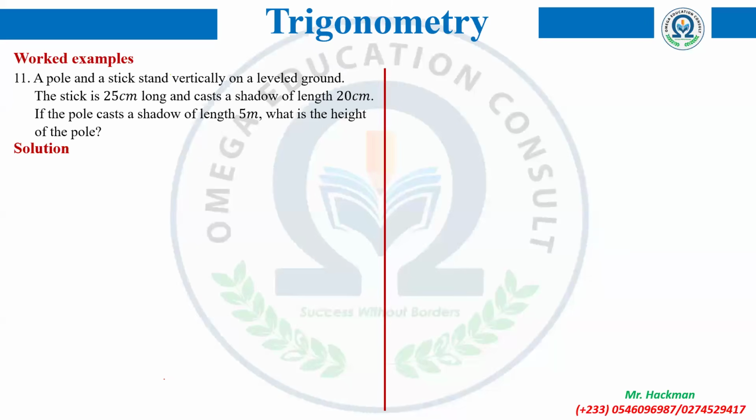We can go and put it in a pictorial form, in a diagram form. So let's quickly do that. I have my ground, then my two verticals. Indirectly I have the pole, and I have the stick. Let me indicate the stick here.